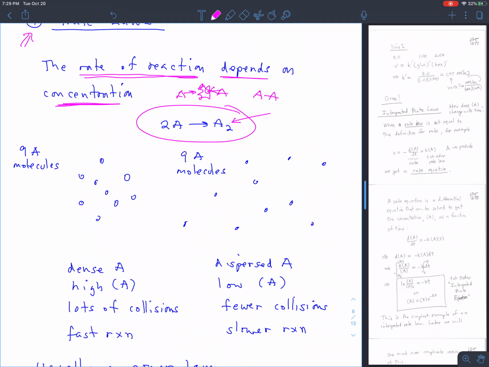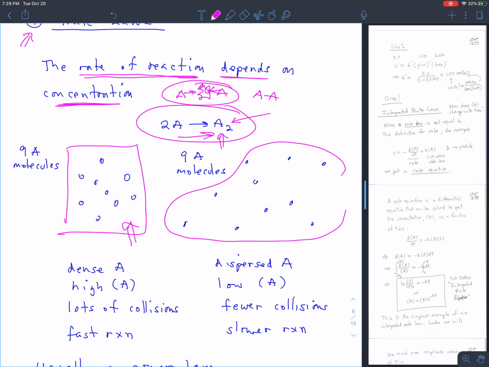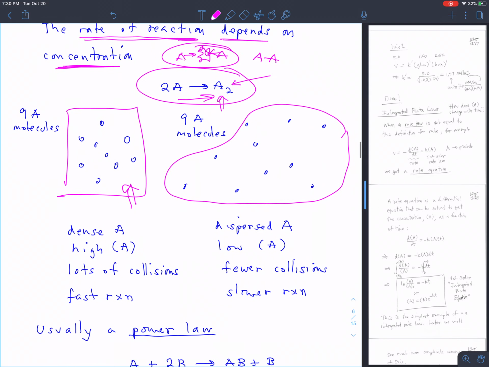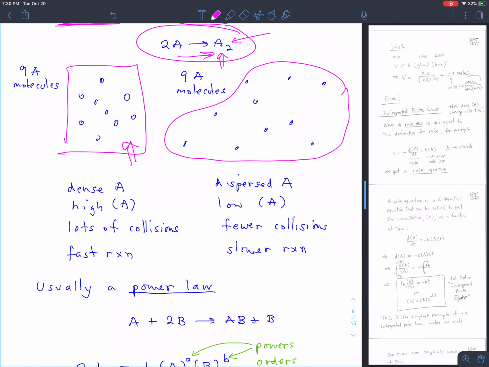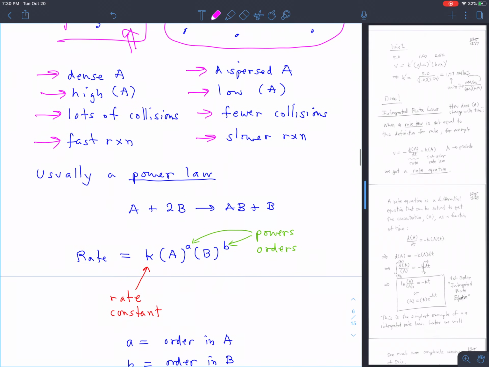Well, if that's true, and if the molecules are moving around randomly, then you would expect that when they're densely packed like this, they're going to collide more often. If every collision has some chance of creating an A2 and therefore moving the reaction forward, then this ought to have a higher rate of reaction than this case over here, where the molecules are more spread out and therefore there are fewer collisions per unit time. And that turns out to be true. So here we have dense A molecules, high A concentration, lots of collisions and therefore fast reaction. Over here, more dispersed A, lower A concentration, fewer collisions, and slower reaction.